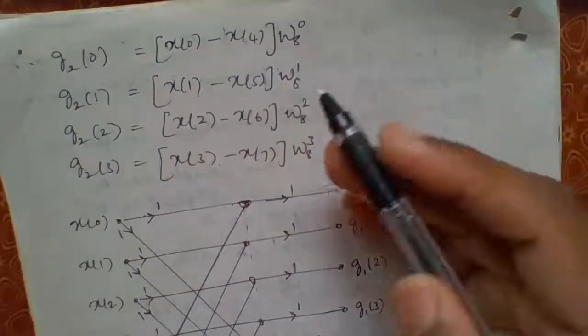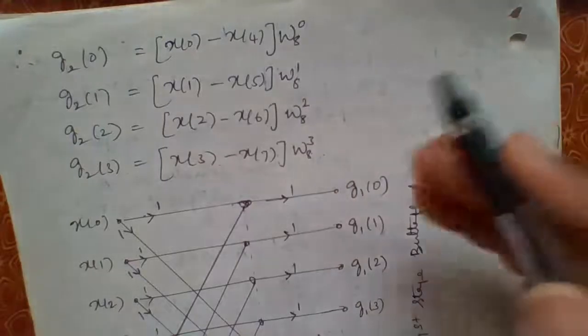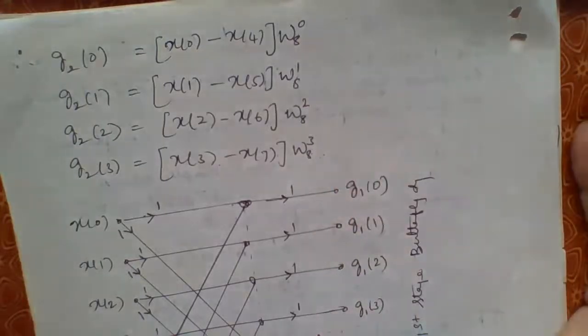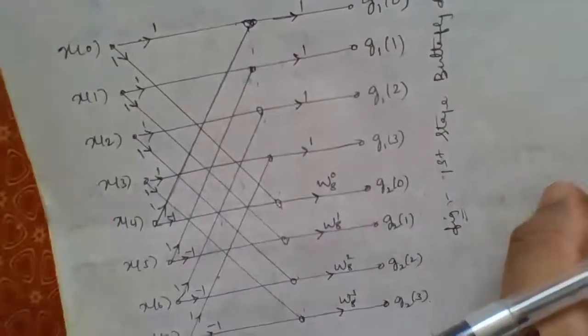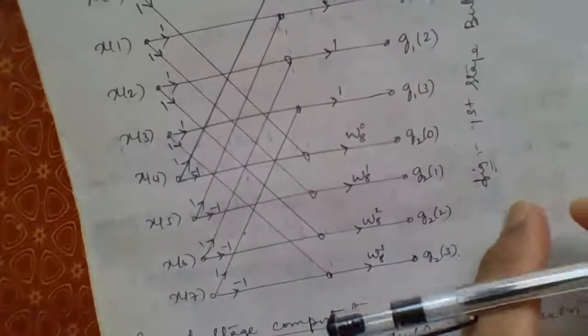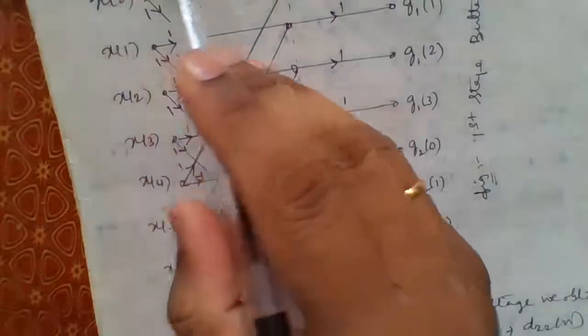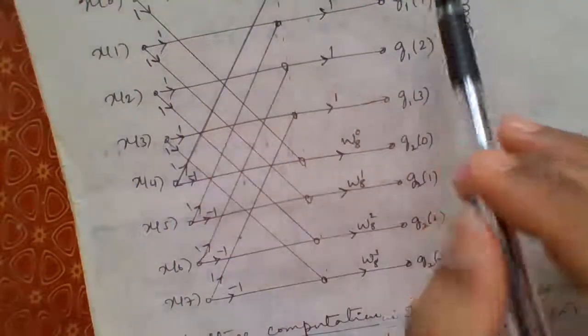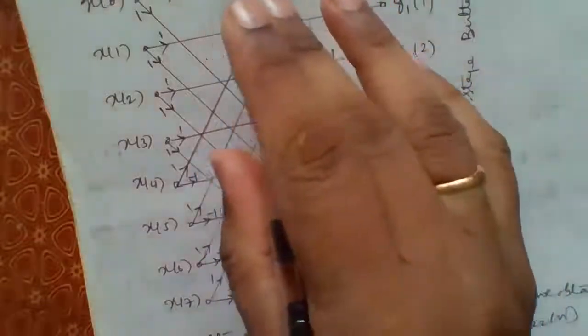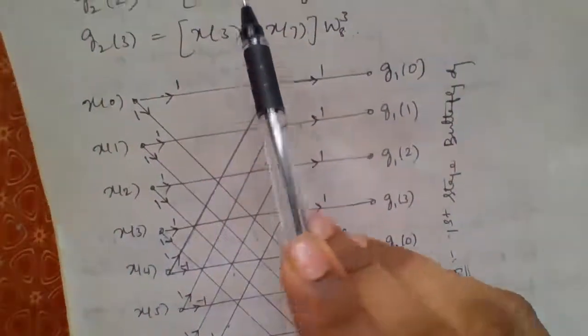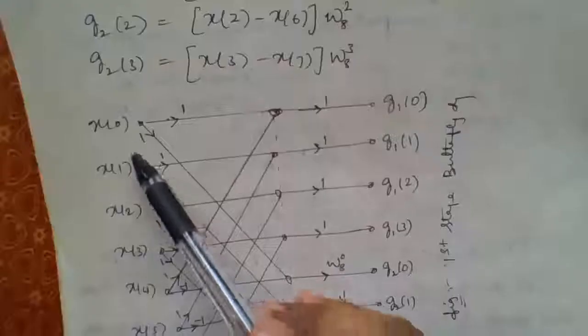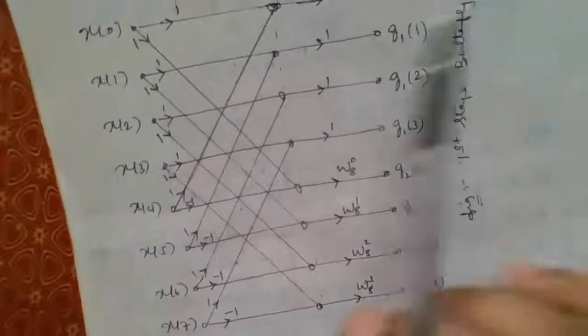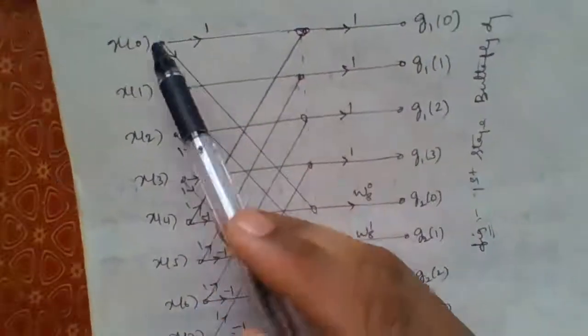Because gradually x of k is being decimated. From 8 samples it is going to 2 samples. Therefore, now we will put all these equations in the graph. So now we are generating, finally, g1 of n and g2 of n with the help of all x of n samples. So now in the first stage, the signal flow graph, all our LHS will contain the samples.